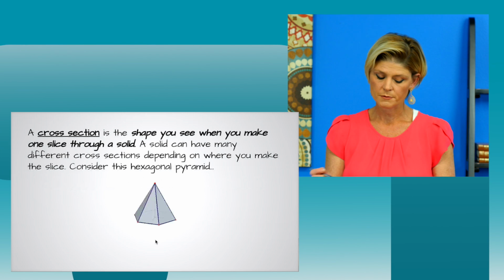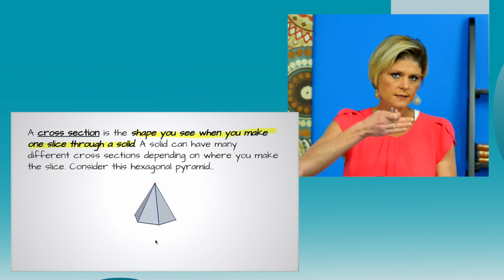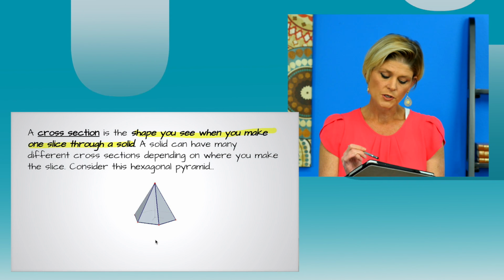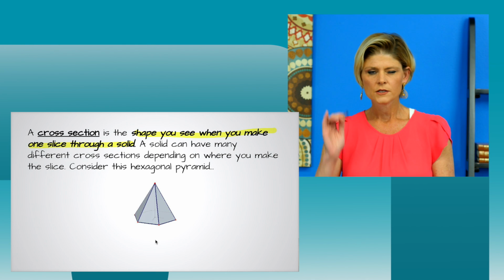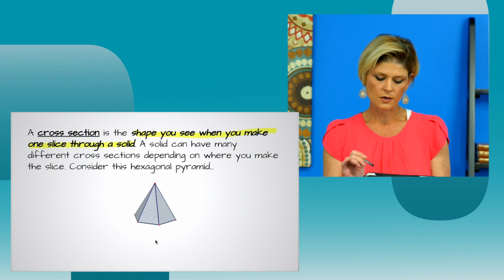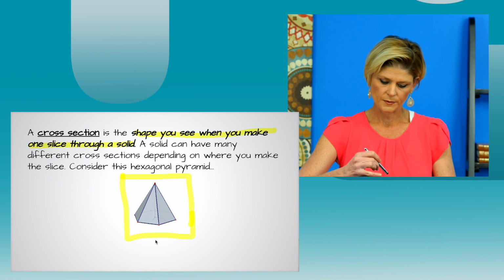Okay, so a cross-section, this may be a new term for some of you, is a shape you see when you make a slice through a solid. Now a solid can have many different cross-sections depending on where you make the slice. So take a minute and consider a hexagonal pyramid like we have here. This is what we're going to be working with first.